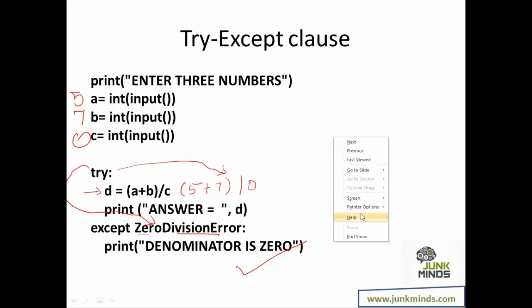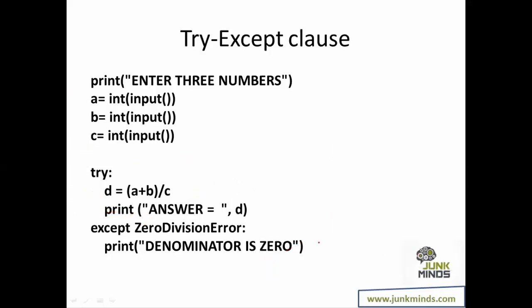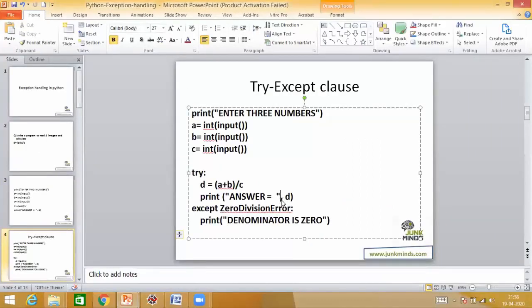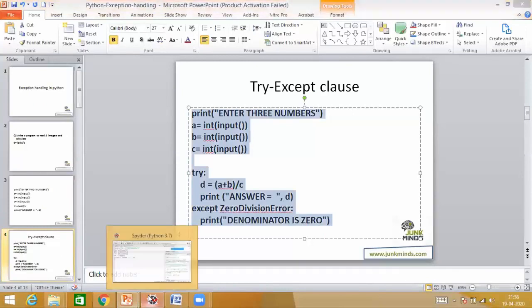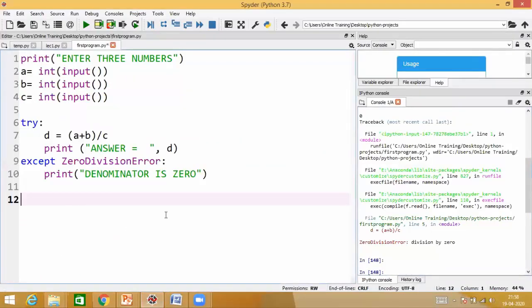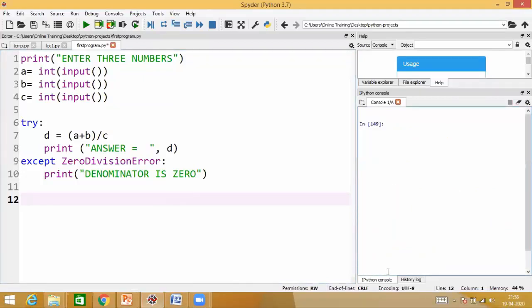So what does try do? Try will catch hold of an exception as and when it is generated. If the exception is generated, it will take that exception and report it to the except block. What will the except block do? This except block, when invoked, will go ahead and take the necessary action against that exception.